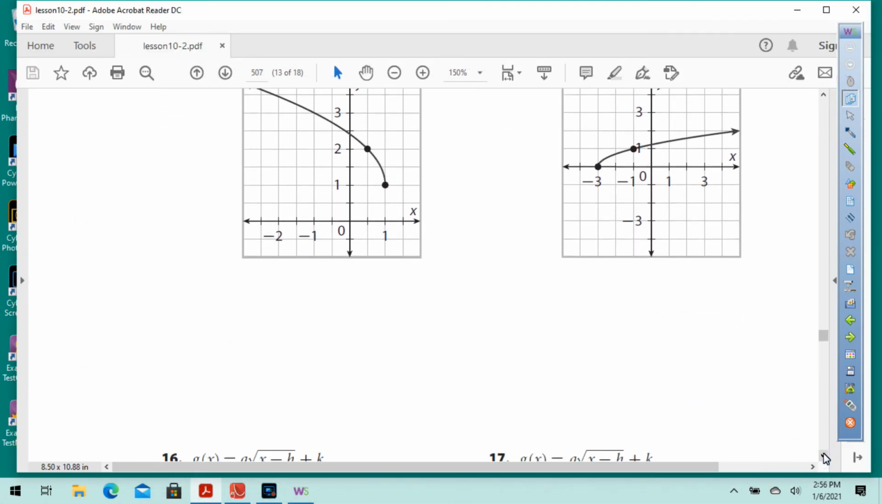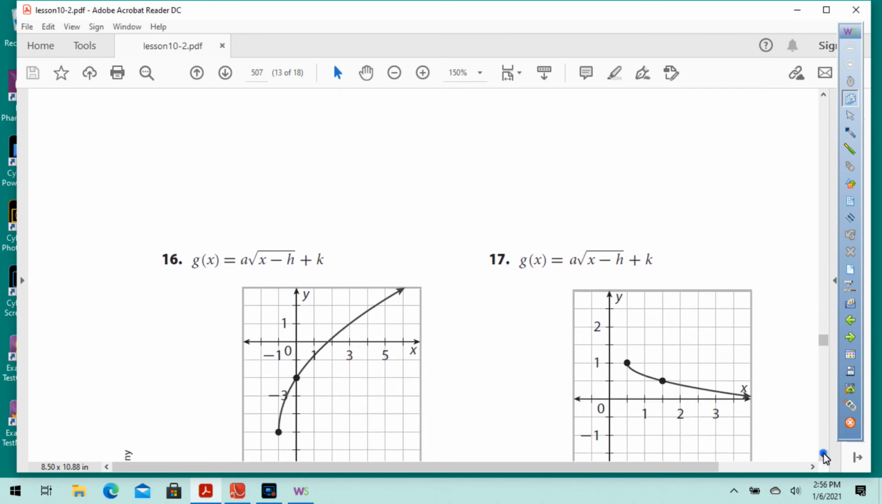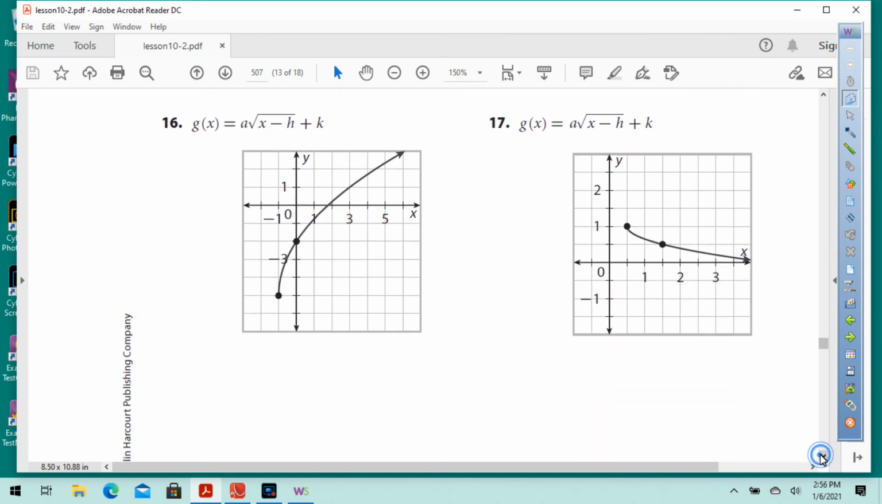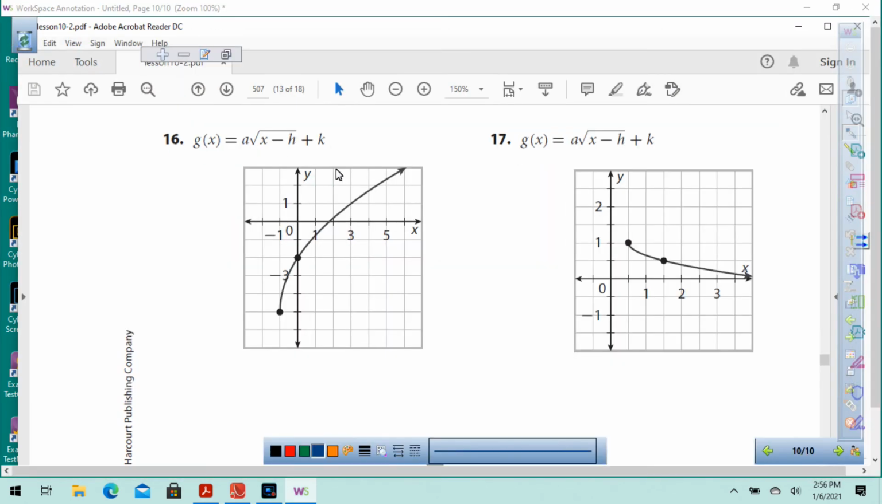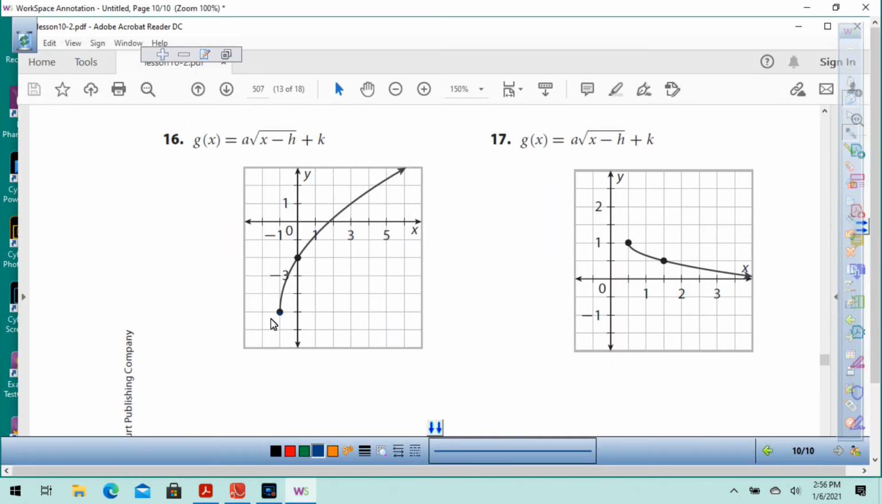And let's try 16 and 17. What do we got? Let's see here. We got this point right here. That's negative 1, and then let's see. 1, 2, 3, 4, 5. Negative 5. So h is negative 1, k is negative 5. All right. And so we've got g of x equals a times the square root of x minus negative 1, or x plus 1, and then minus 5.